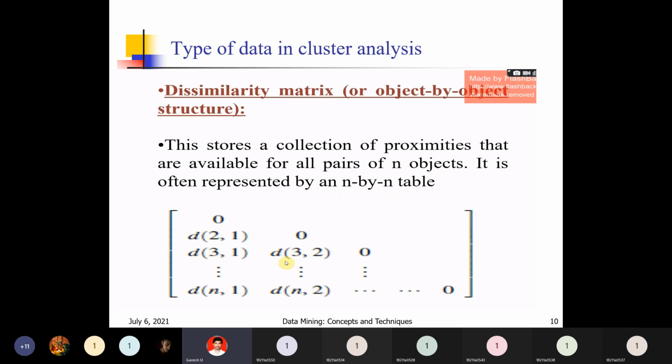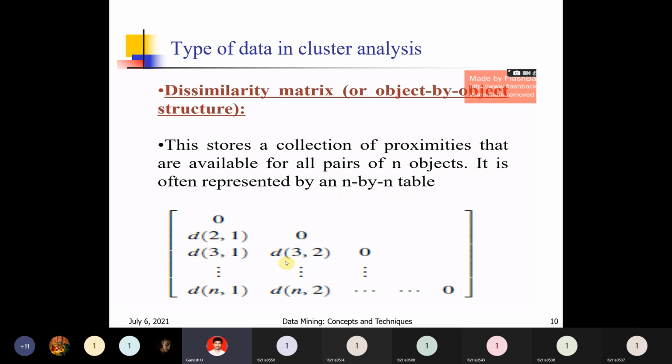This stores a collection of proximities that are available for all pairs of n objects, a collection of distances between all pairs of n objects. For different n objects, we will find out the distances. See here, d of 2 comma 1 is from the second object to the first object. What is meant by difference? Difference means distance here. D of 3 comma 1, third object to first object. Nth object to first object. Third object to second object. Nth object to second object.